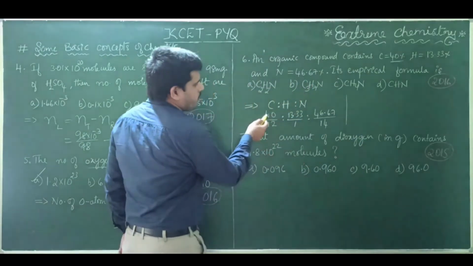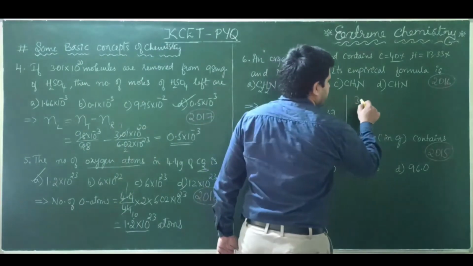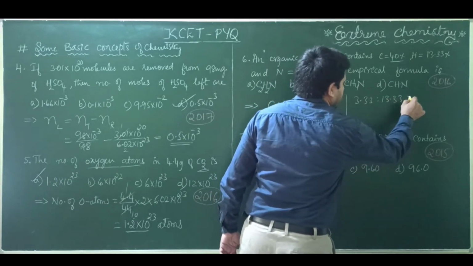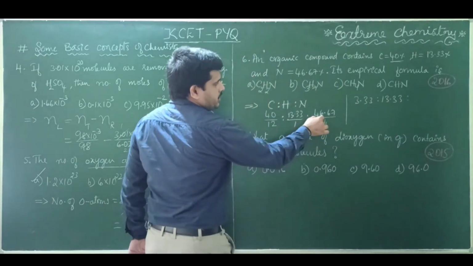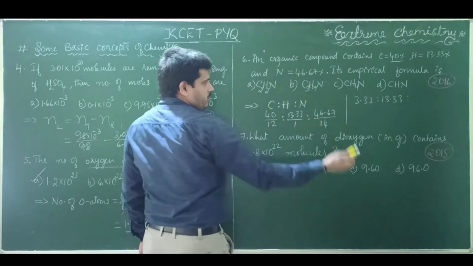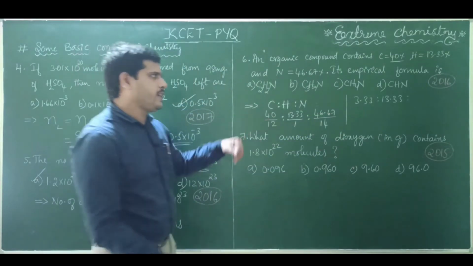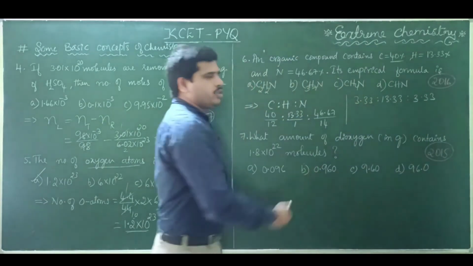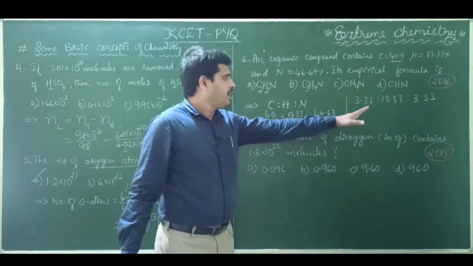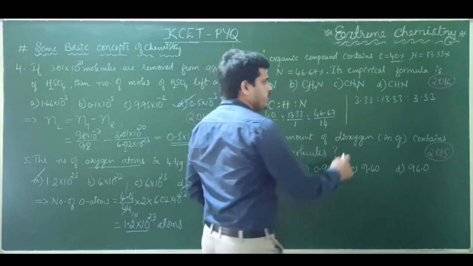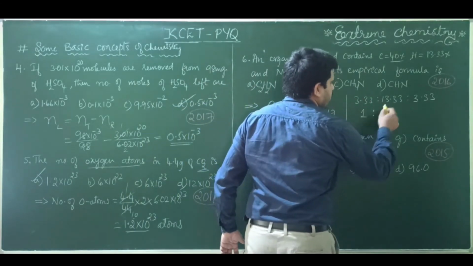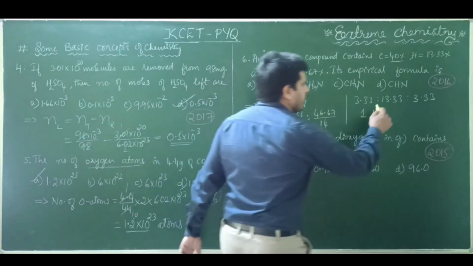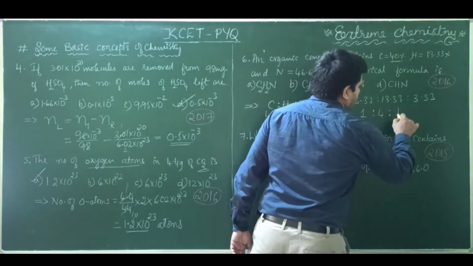How? Just observe. 40 by 12 is 3.33, right? Then 13.33. What about the next one? 46 divided by 14. 14 threes are 42. So again it will be 3.33. Now how to find out the simplest whole number? Divide by 3.33, isn't it? So it is 1. When you divide 13 by 3.33, 3 fours, isn't it? So you'll get it as 4 is to 1 again.